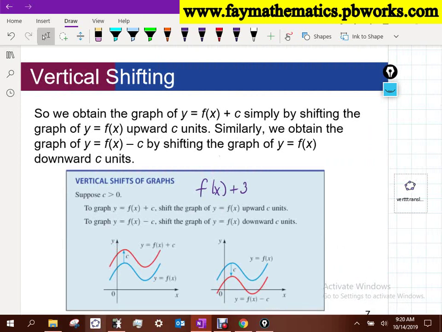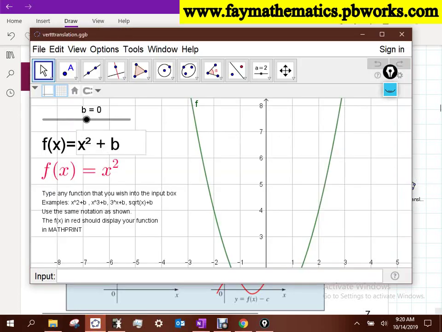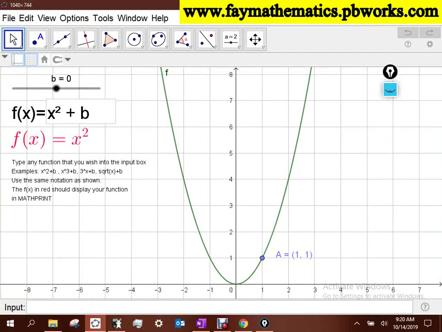And all these GeoGebras that I'm going to show you here are designed to target one transformation at a time. And they are under section 2.6 on my website. They're pretty easy to manipulate, and hopefully give us a real good understanding of what's going on. So what this does, in that black box, f of x equals x squared plus b. I'm going to start with x squared being my parent function. The b value corresponds to that slider up top. And as I change that slider, it should actually change the function.